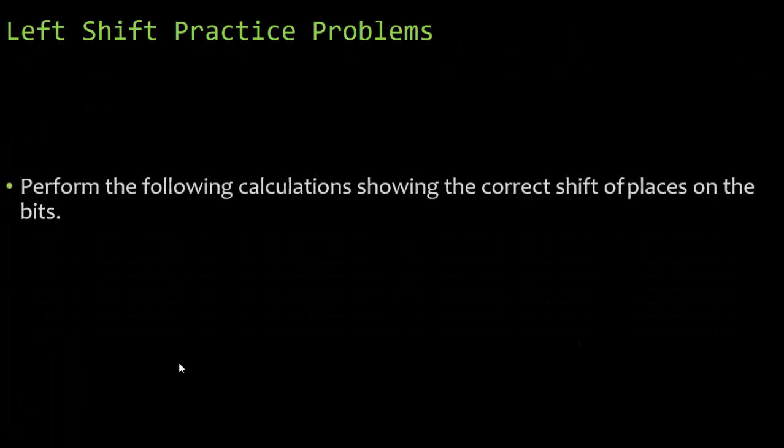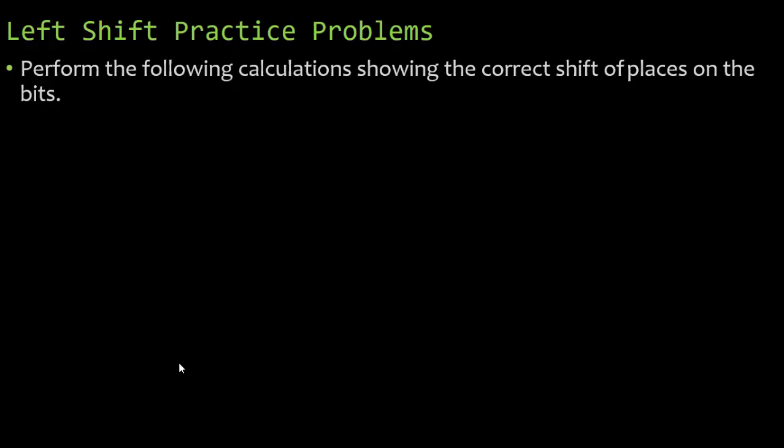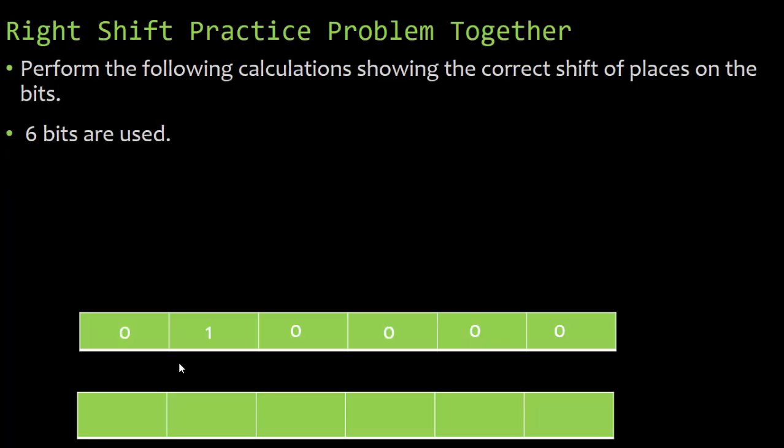Now, left shift. Well, we want to perform the following calculations showing the correct shift of places on the bits. The first one is 16 times 2, then 19 times 4. If you'd like to give this a pause and try it out, feel free to do so. And we're back going over the answers. That could be a very short wait, depending on whether or not you pause the video.